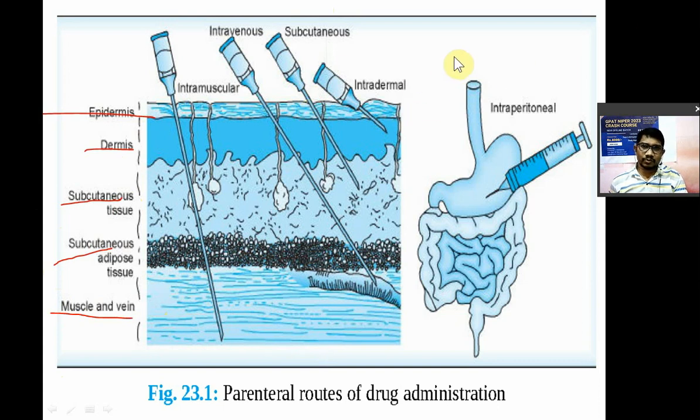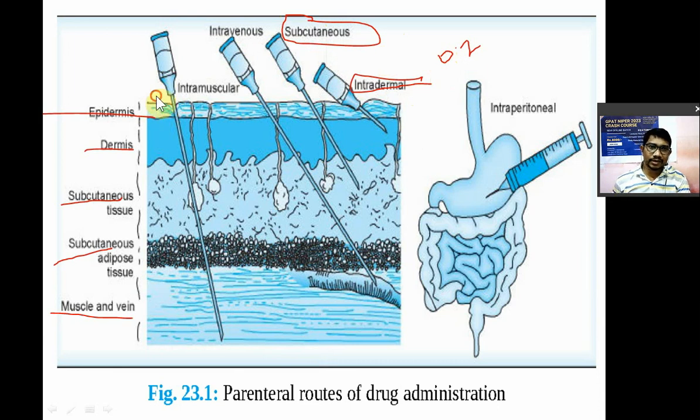First is the intradermal route. The injection is given in the dermis, the layers of skin, and you know the limit is 0.2 to 0.5 ml. We have already seen these limits somewhere else. 0.2 to 0.5, right? Then the subcutaneous route. The injection is given in the subcutaneous tissue. Again, not more than 2 ml.